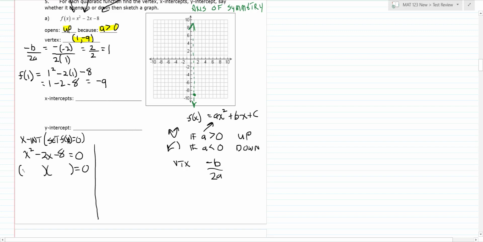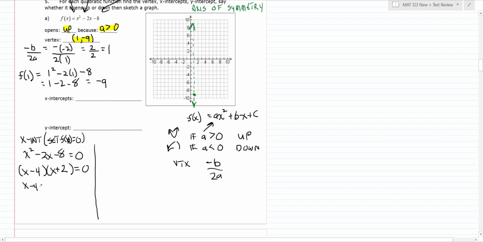Okay, first term is x and x. Last term, look for numbers that multiply to give 8 that add up to 2. That's going to be 4 times 2 gives 8. And if you want 4 and 2 to add up to negative 2, you're going to have a negative and a positive like that. Okay, if you factor something, FOIL it and make sure it's right.